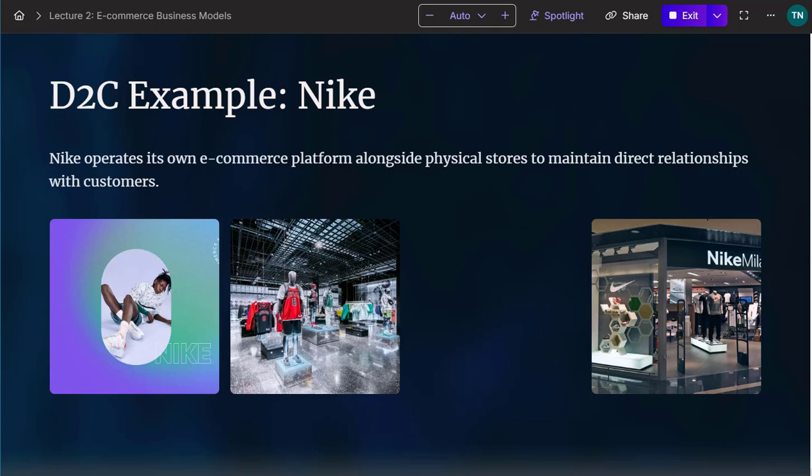We will look at one example of D2C. An example of the D2C e-commerce business model is Nike. Nike operates its own e-commerce platform alongside physical stores to maintain a direct relationship with customers. So Nike has been very successful in building a strong direct-to-consumer or D2C business model. They operate their own e-commerce platform in addition to physical retail stores. This allows them to maintain a direct relationship with their customers.